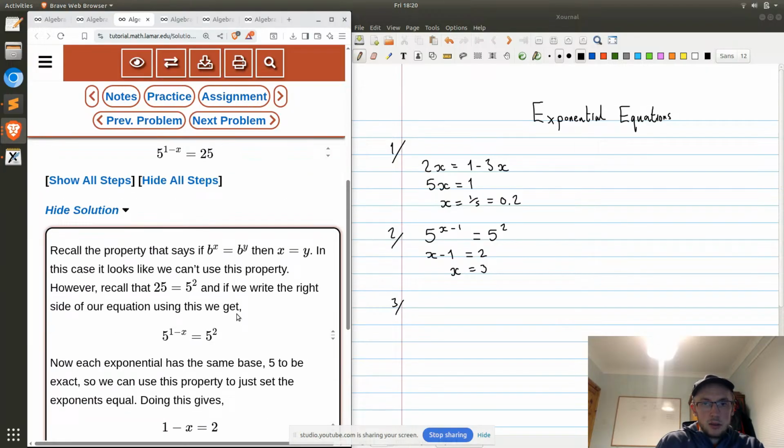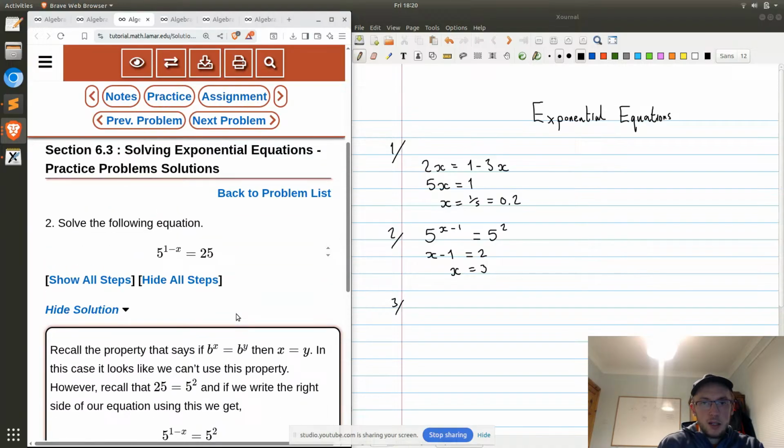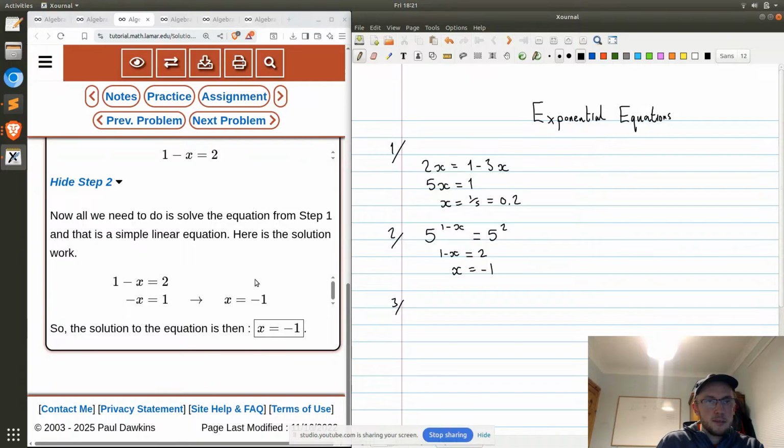Wait. Did I just make a big blunder? Oh, sorry. Beg your pardon. I wrote it down wrong. It says 1 minus x. I don't know where my head is. 1 minus x. And if 1 minus x is equal to 2, then negative x is equal to 1, and therefore x is equal to negative 1. There. That fixes it. Good.